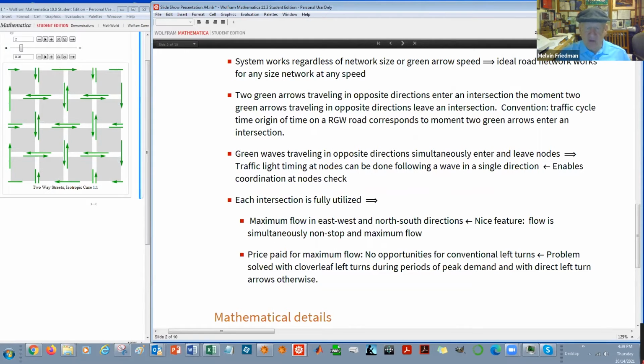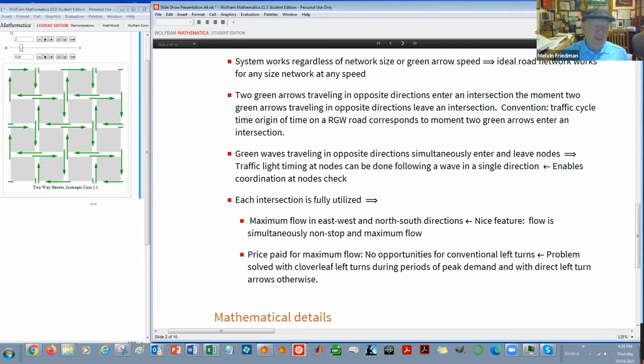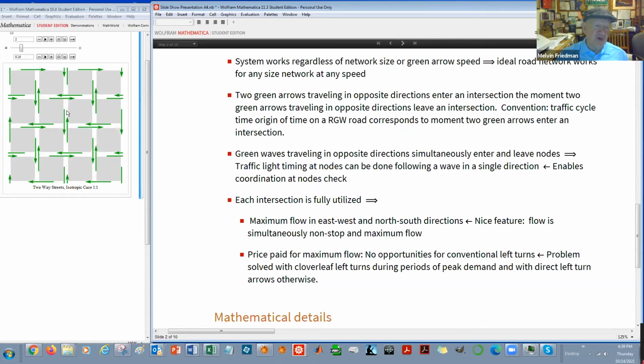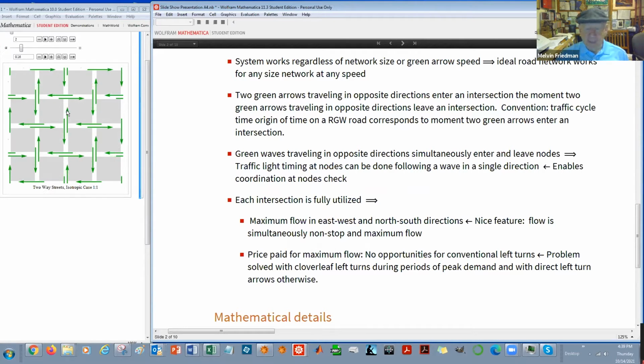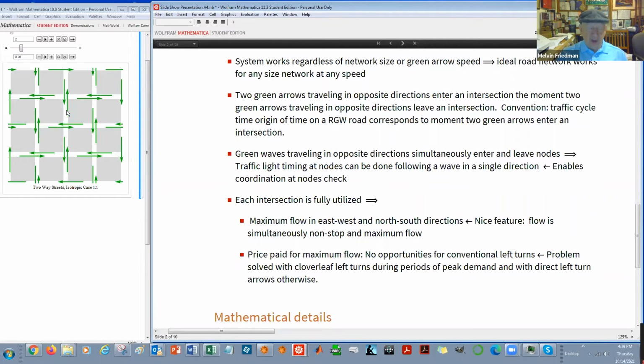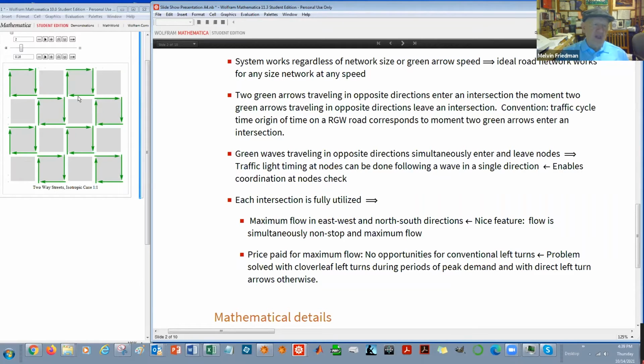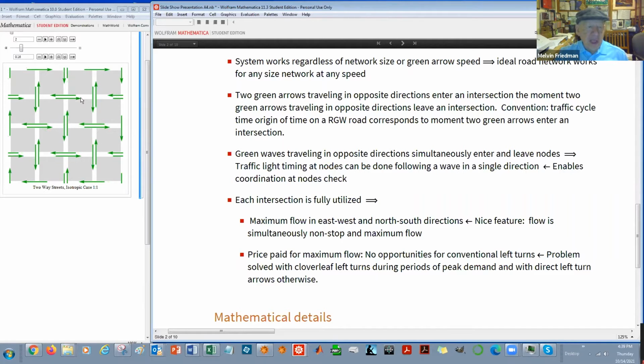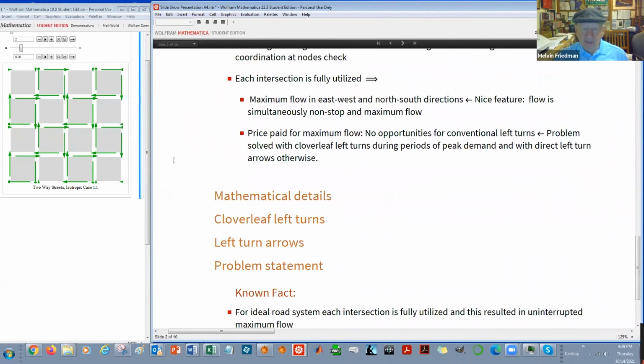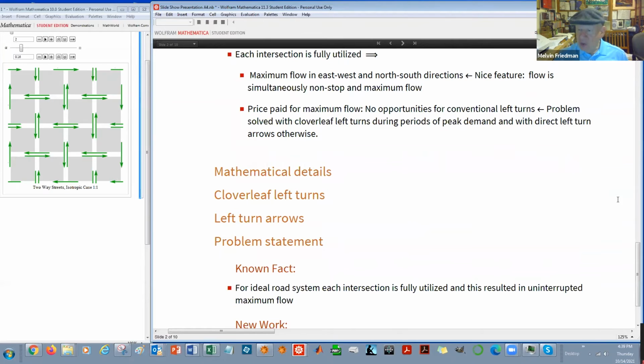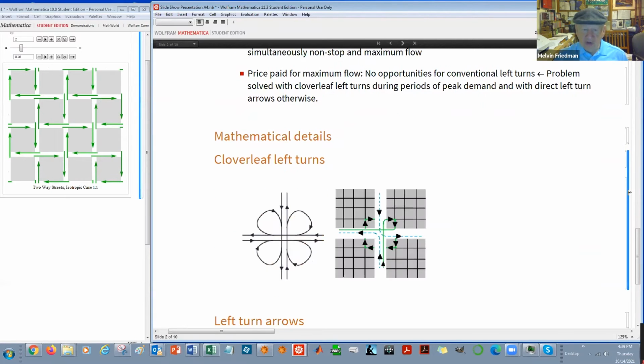But there's a price paid for maximum flow. There's no time, the way this is currently configured, for a vehicle to make a left turn onto another street. And I'll show you how that is addressed using left turnarounds shortly on this slide. However, if you don't need the maximum flow, so off of peak flow, you can make direct left turns the way you normally would. I'm going to skip some mathematical details. I'll show you what a cloverleaf left turn looks like.